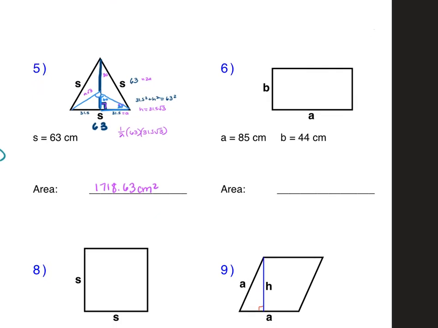Number 6 is back to easy stuff. Your rectangle, which is 85 times 44, because it's base times height, which is 3,740.